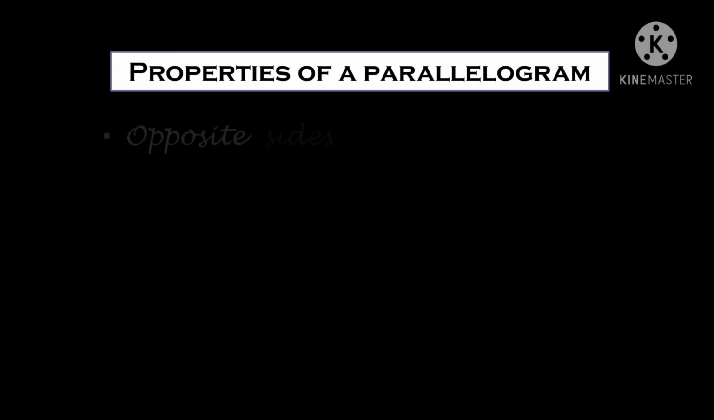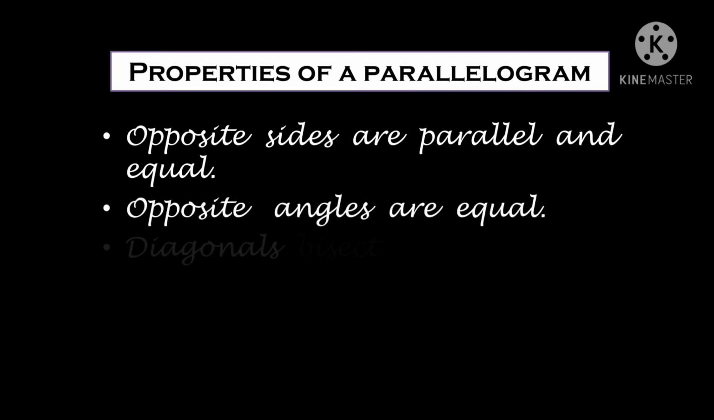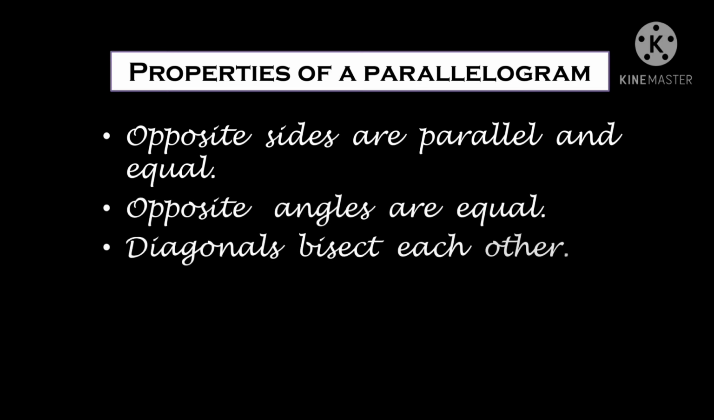Next, let's see all the properties. First thing is opposite sides are parallel and equal. Opposite angles are equal and the diagonals bisect each other. These are the three properties of a parallelogram. Opposite sides are parallel and equal. Opposite angles are equal and diagonals bisect each other.